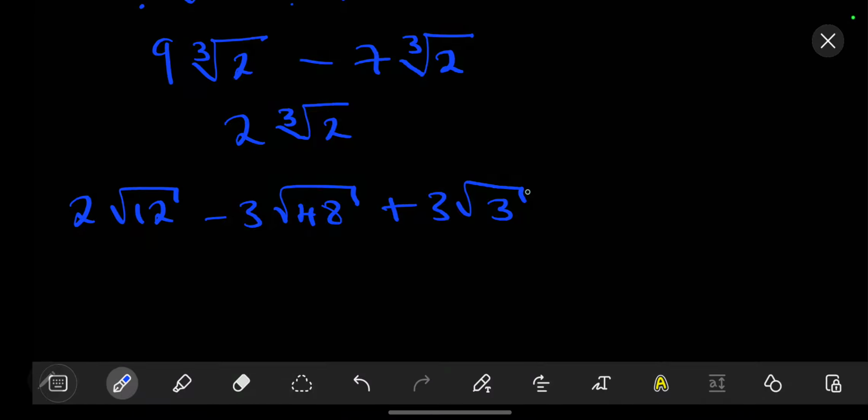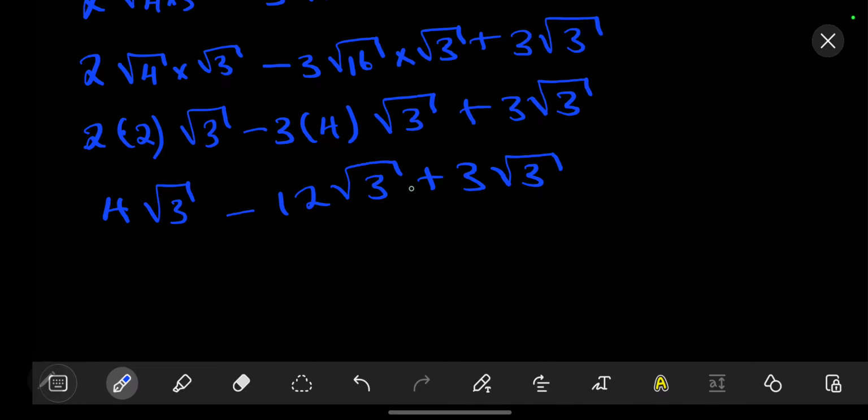Then we have the square root of 3, then plus 3 square root of 3, like that. So as long as we have that now, we can add or subtract normally. So our 4 minus 12 will give us negative 8 square root of 3.